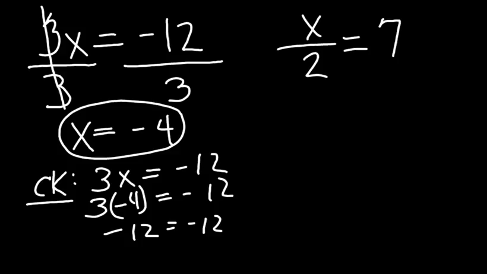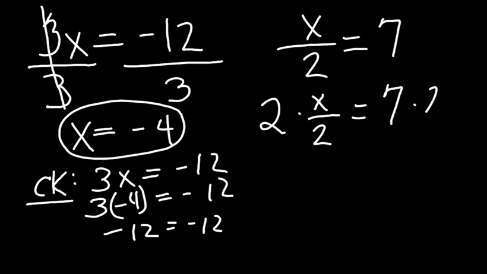Now sometimes problem number 2 looks like this. You have x divided by 2. Well, what's the opposite of divide? Opposite of divide is multiply. So we're going to multiply both sides by 2. It's going to look like this. 2 times x over 2. And if we multiplied this side by 2, we have to multiply this side by 2.